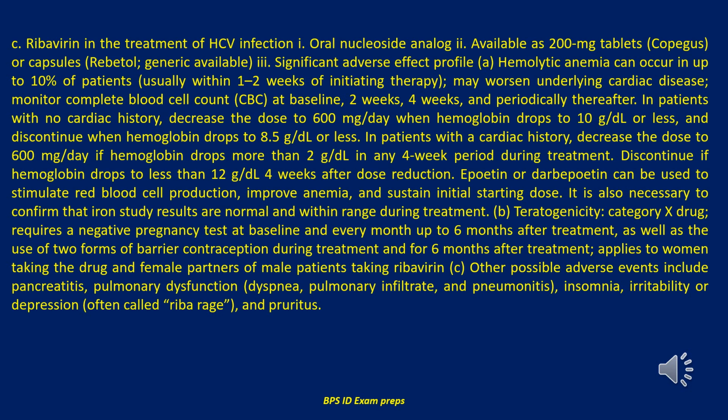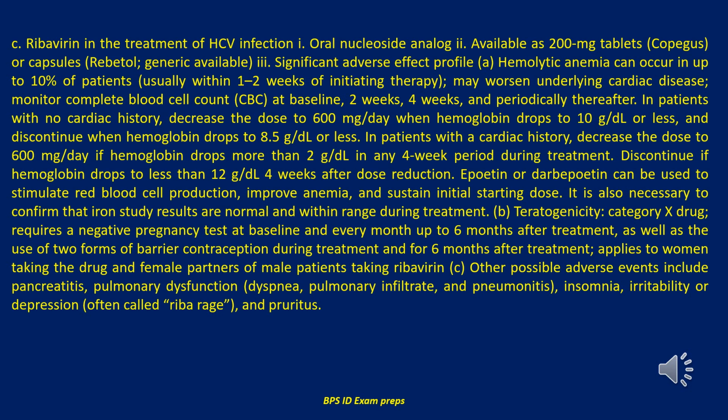In patients with no cardiac history, decrease the dose to 600 mg per day when hemoglobin drops to 10 grams per deciliter or less, and discontinue when hemoglobin drops to 8.5 grams per deciliter or less. In patients with a cardiac history, decrease the dose to 600 mg per day if hemoglobin drops more than 2 grams per deciliter in any 4-week period during treatment. Discontinue if hemoglobin drops to less than 12 grams per deciliter 4 weeks after dose reduction.